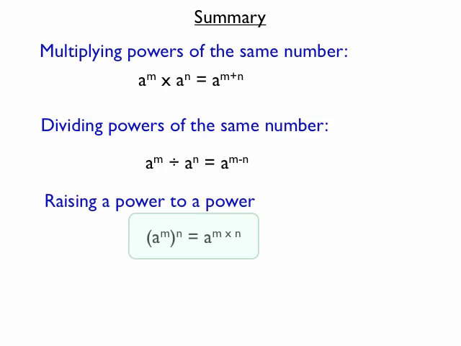And when we raise a power to another power, we multiply the exponents. A to the m raised to the nth is equal to a to the m times n.